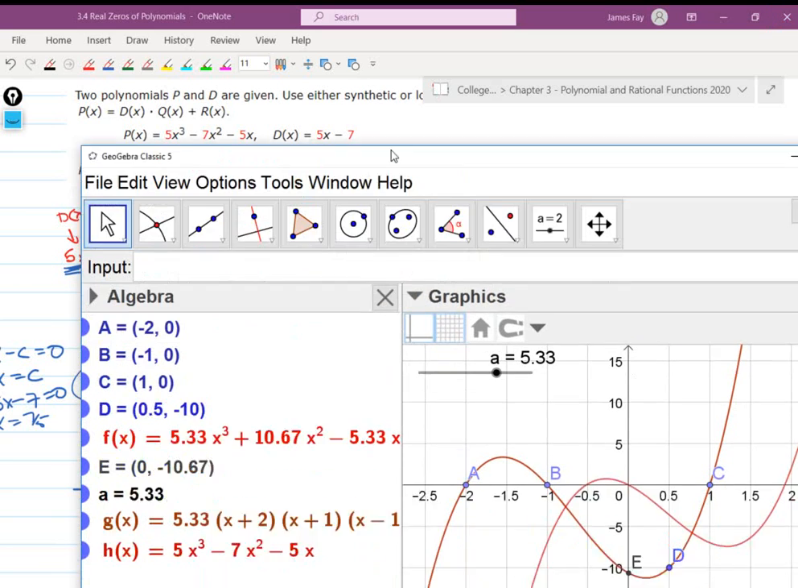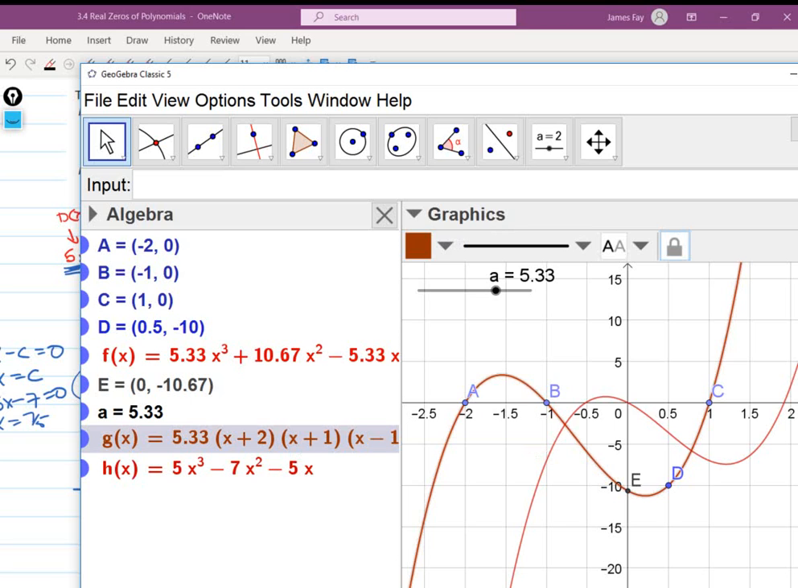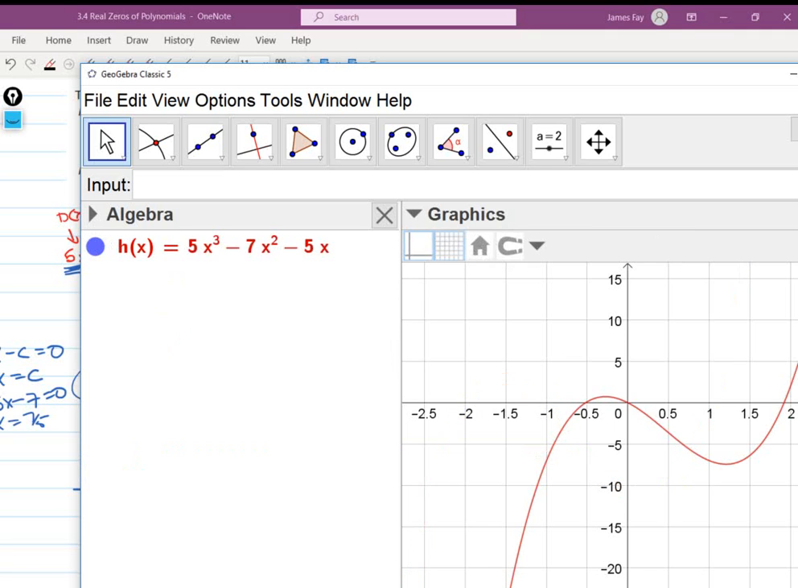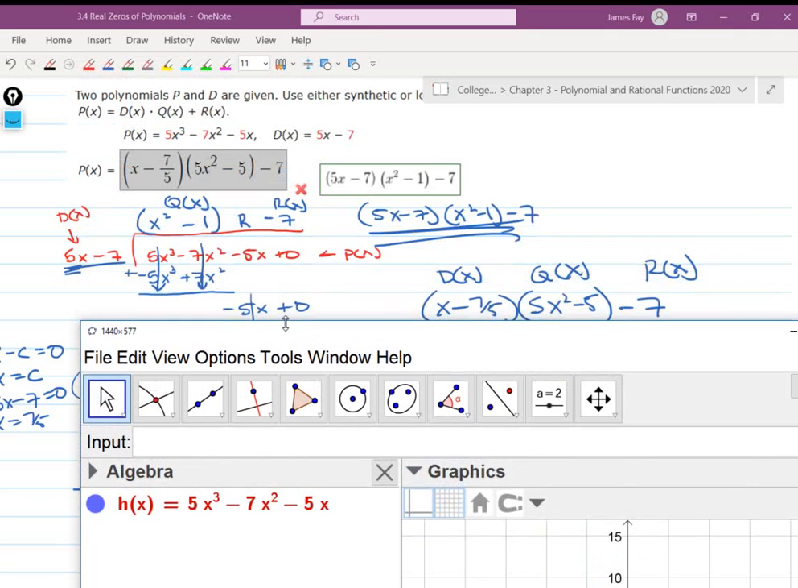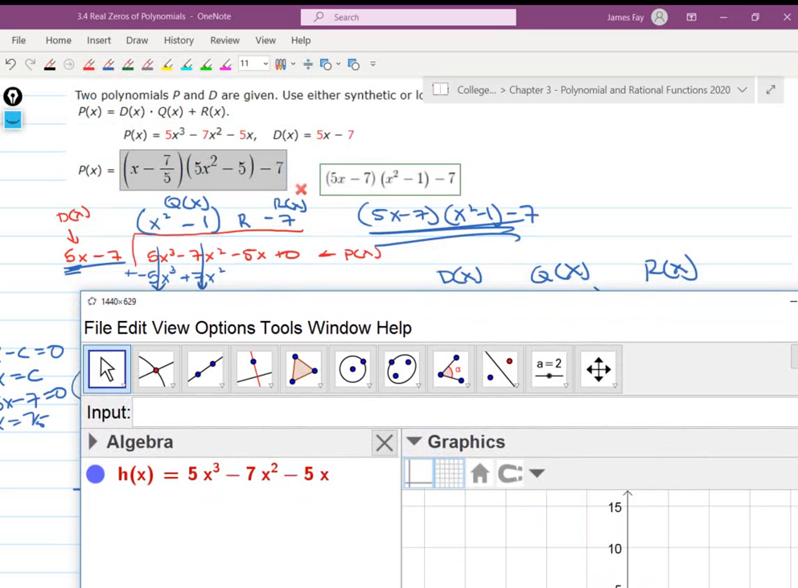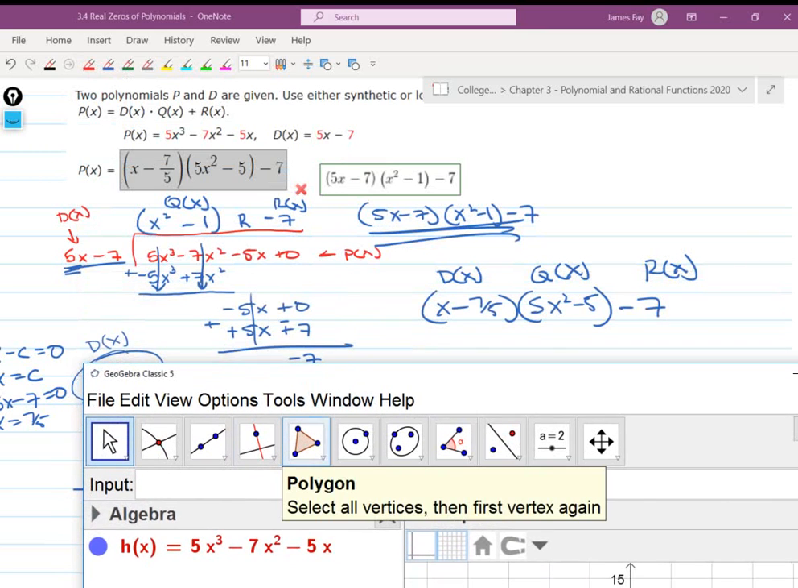See if you can find it. Get rid of all this other garbage. I get that right there. Is that what we started with? Okay.